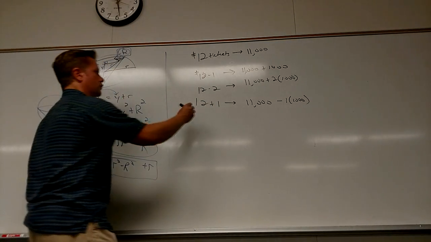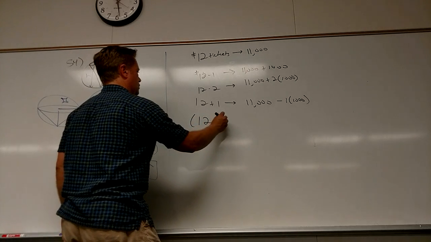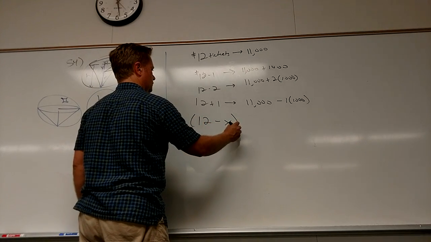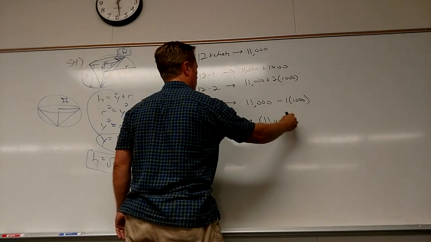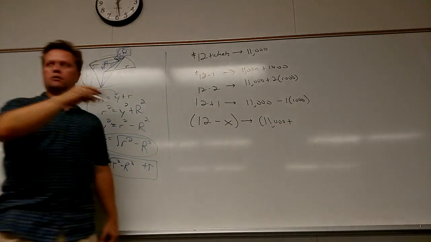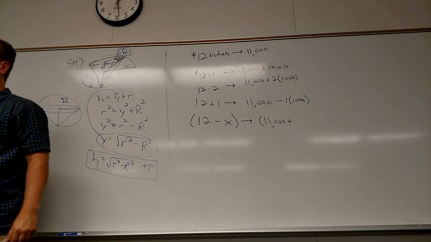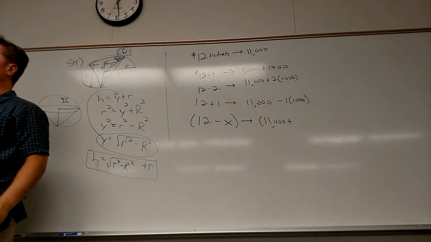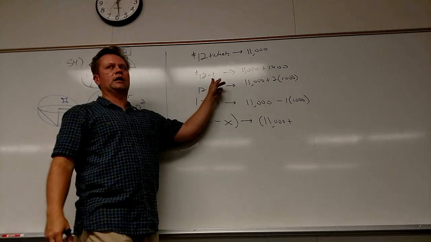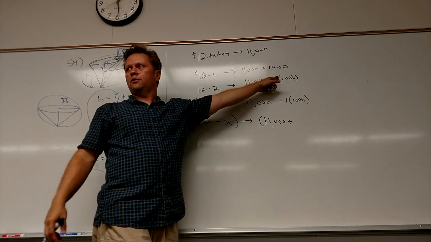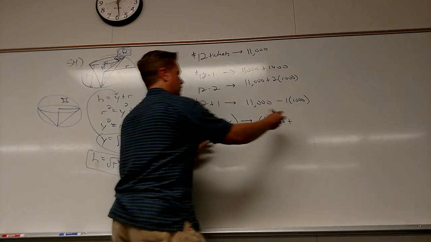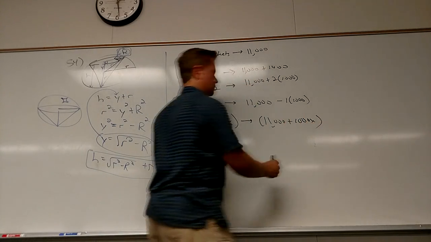So what is it in general then? If the ticket price goes down by X, then the attendance will go up by, no, there's a relationship, 1,000 times X, right? For every dollar I change it by, I'm changing attendance up. If I go down 1 here, it's up 1,000 there. So down X here is up 1,000X here.